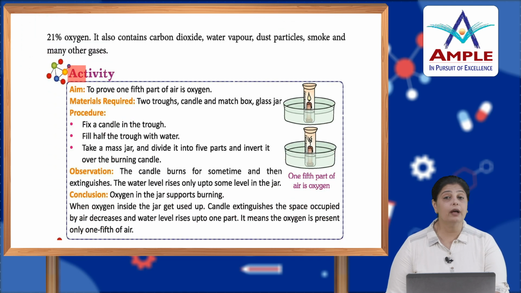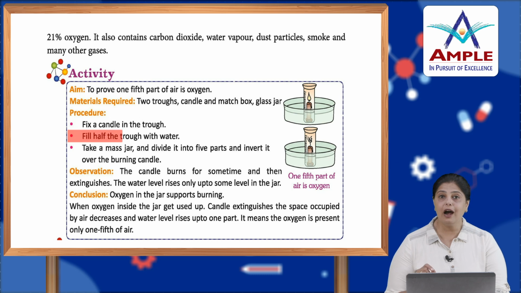Now, let's do an activity to prove that 1/5 part of air is oxygen. You require the following materials. You need 2 troughs, a candle and a matchbox along with a glass jar. The procedure is to fix a candle in the trough. You can look at the diagram and fix it in that manner.